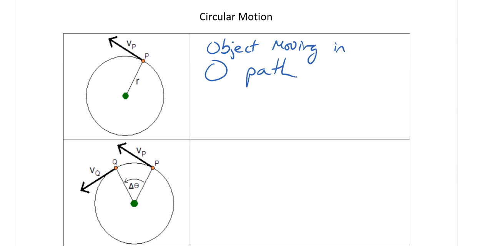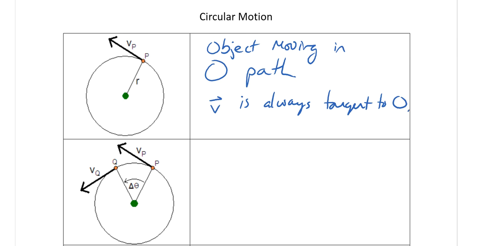We've got the R for the radius. And we've got the v vector, that's the velocity vector, and the velocity is always tangent to the circle. So whenever something is moving in a circle, the velocity is always tangent to the circle. And that's basically the first picture.